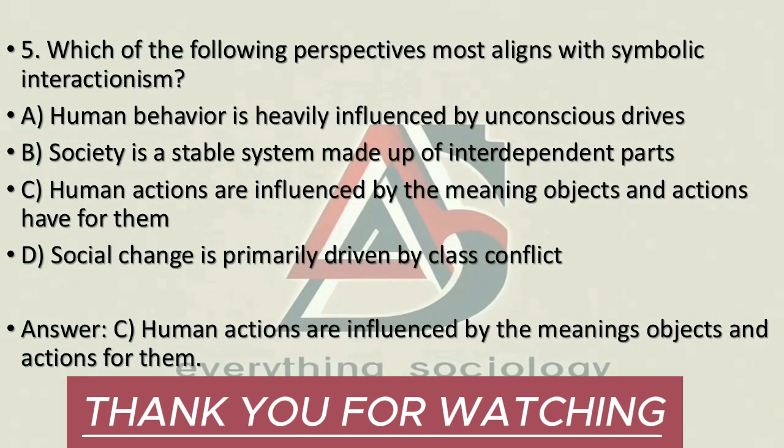So question 5 and our final question. Which of the following perspectives most aligns with symbolic interactionism? A. Human behavior is heavily influenced by unconscious drives. B. Society is a stable system made up of interdependent parts. C. Human actions are influenced by the meanings objects and actions have for them. D. Social change is primarily driven by class conflict. The correct answer is C. Human actions are influenced by the meanings objects and actions have for them.